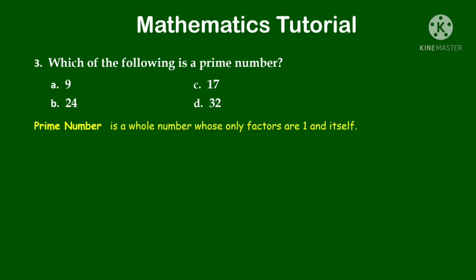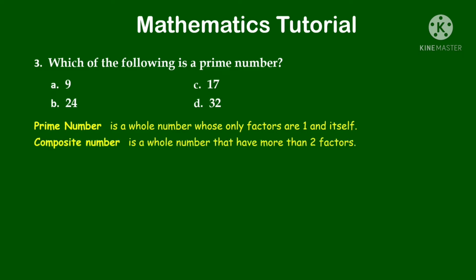Letter D, we have also several factors for that, 16 times 2, or maybe 8 times 4. So therefore, those are composite numbers. It is a whole number that has more than 2 factors. And the correct answer for that is 17, because 17 has only factors of 1 and itself.